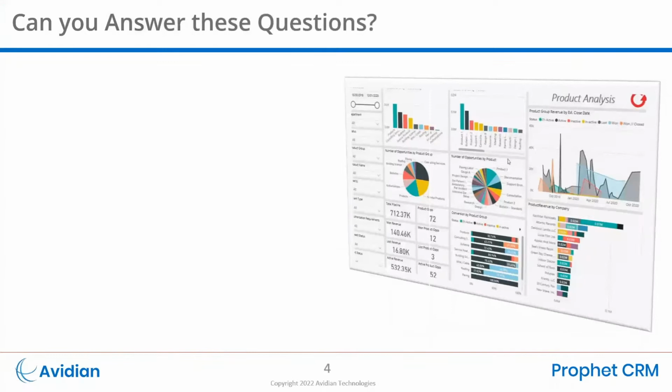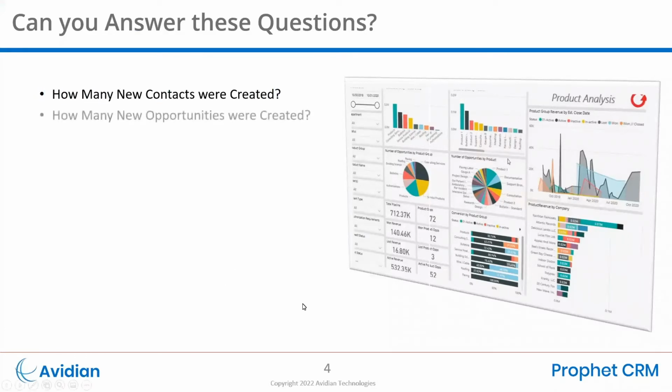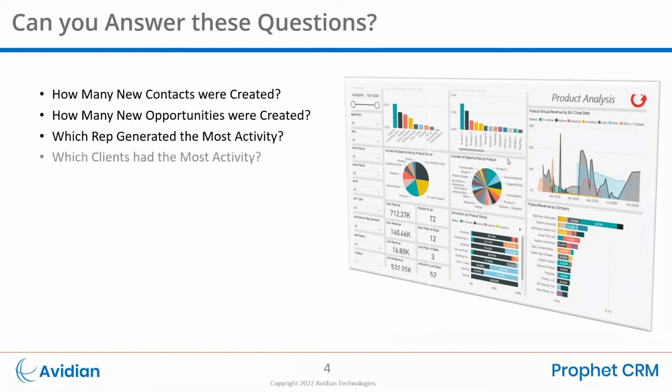So here's a way to look at it. Just follow along with this and think about it in terms of answering certain key questions. Maybe one of them is how many new contacts were created. Simple thing. How many new opportunities were created? That will give you an indicator of the health of your sales pipeline. Which reps generated the most or the least activity? What clients had the most or least activity? Maybe some of them are underserved, and we can show you how you can get that data out of here.